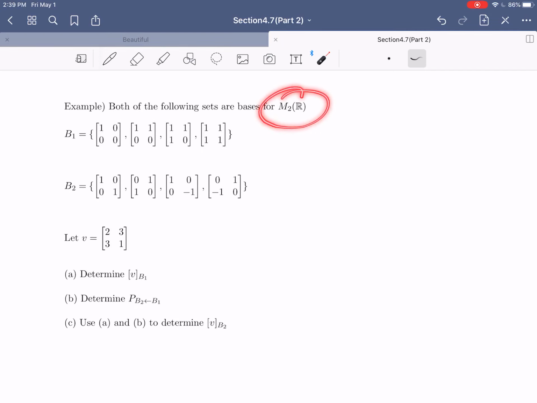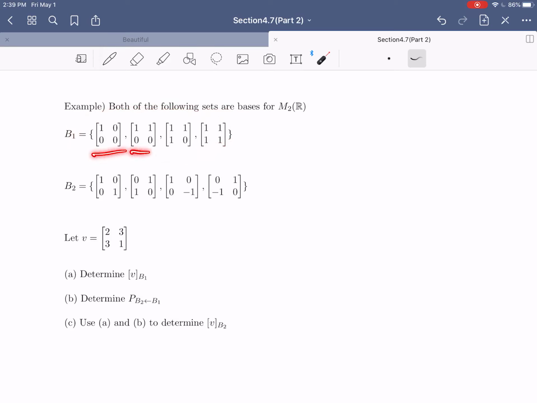We're going to be working in M2 of R, the space of 2 by 2 matrices. B1 is going to be this basis, which is [1, 0; 0, 0], [1, 1; 0, 0], [1, 1; 1, 0], and [1, 1; 1, 1]. Again, I'm not going to prove that that is a basis.